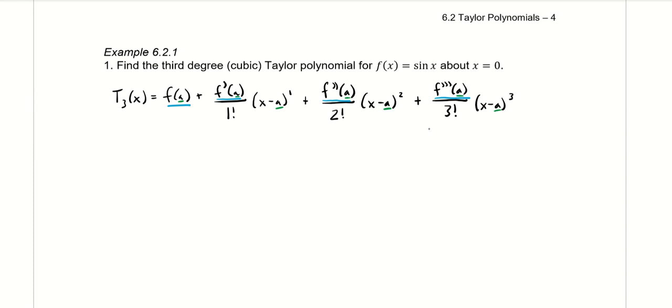So let's start with a. Now this is very similar to the a, or it is the same thing as the a when we were doing the linear approximation. It's the specific value of x that we care about. So here, since we're finding this polynomial about x equals 0, that's the same thing as saying the a in our expression is equal to 0. So here, a equals 0.